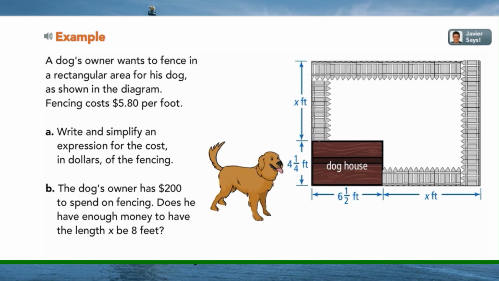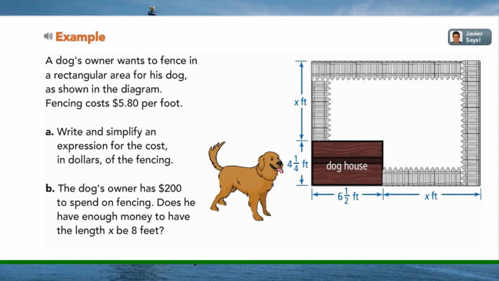Here's an example. It says a dog owner wants to fence in a rectangular area for his dog, as shown in the diagram. Fencing costs $5.80 per foot. Part A. Write and simplify an expression for the cost in dollars for the fencing. Part B. The dog's owner has $200 to spend on fencing. Does he have enough money to have the length x be 8 feet?